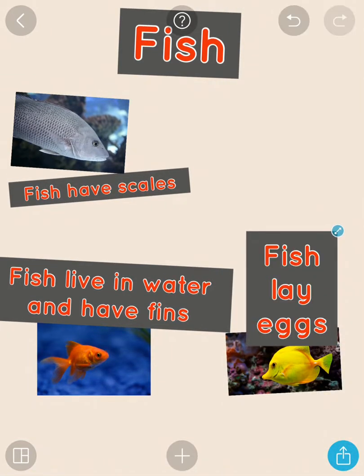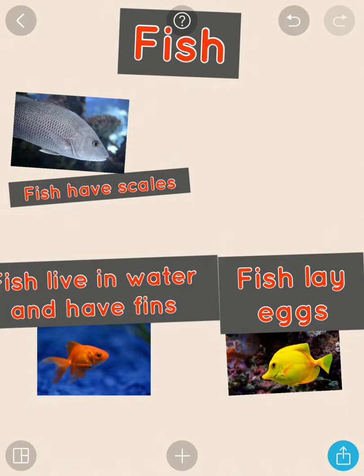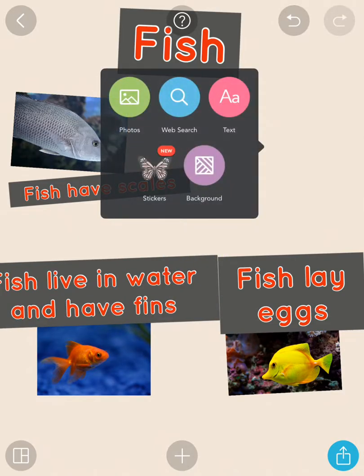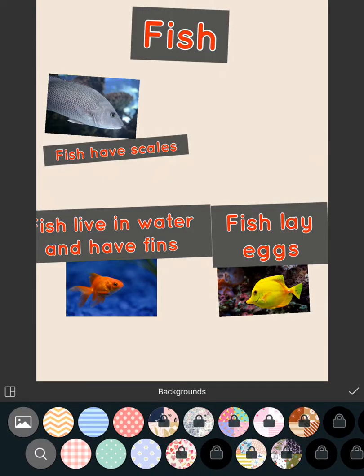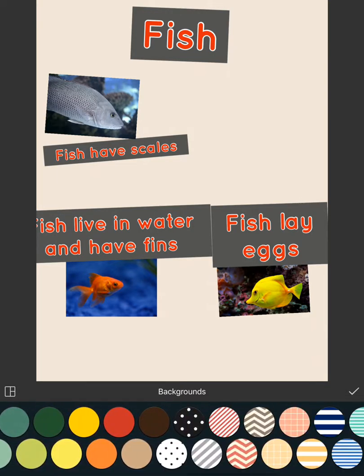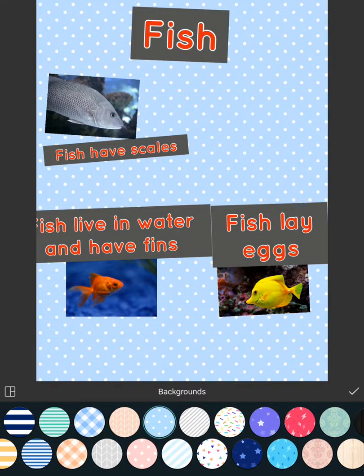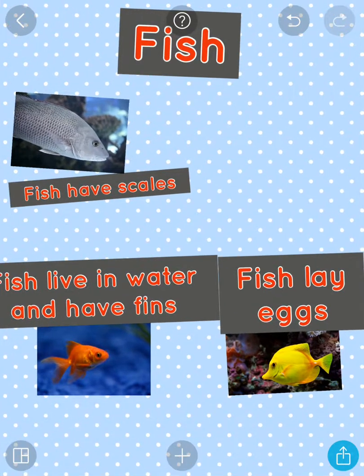So we have 3 facts, 3 pictures, and I'm going to make the background different. I'm going to choose the purple button, and then I could choose something that looks a little bit watery, so it looks like I'm in the water. So there you have it. We have our title, our 3 pictures, and our 3 facts written in sentence form.